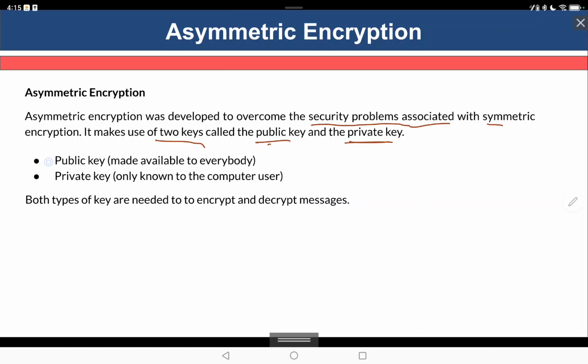Now, the public key is available to everybody. Everyone knows the public key of a user, but the private key is only known to the computer user. So the public key is used to encrypt the data, and the private key is used to decrypt the data.